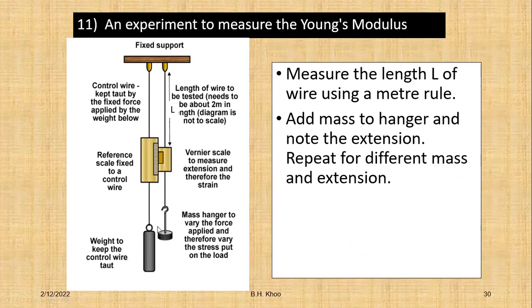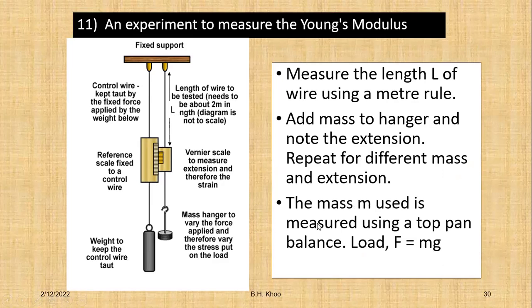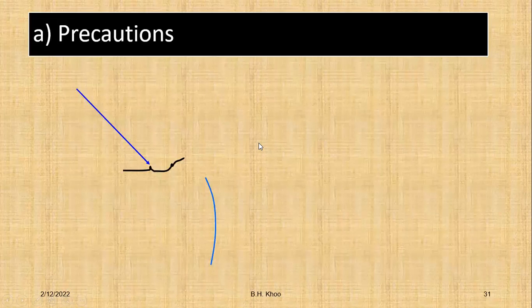Then we add the mass and note the extension. And repeat, different mass, different extension. Right? And then if we want to find the mass more accurately, we can use a top pan balance to measure the mass, and then use a weight formula to calculate the weight or the force on this test wire.